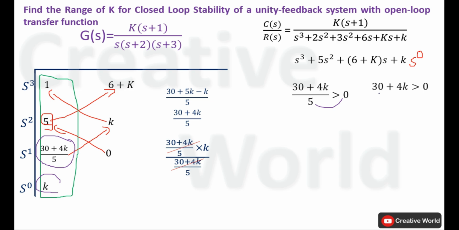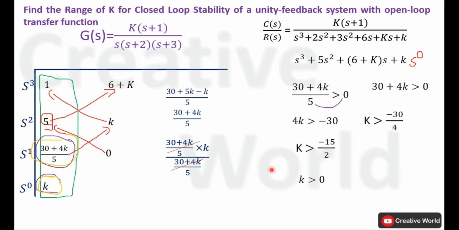Now place this 30 on the right hand side, it will become minus 30. 4k should be greater than minus 30. Now, in order to calculate the value of k, we will divide on both sides by 4. It will become k should be greater than minus 30 divided by 4, and it can be written as k should be greater than minus 15 divided by 2. We have calculated the value of k for this particular entry. Now we will calculate the value of k for this entry. And for this entry, k should be greater than 0.